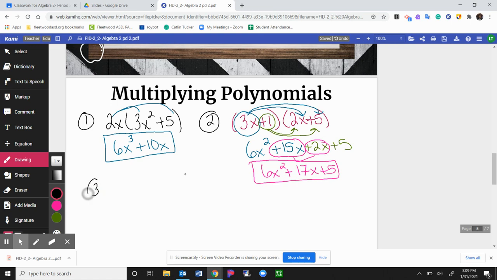Next, let's take a look at something that looks like this. Oh, I used a 2 a lot. Use a different number: 5x plus 4 squared.